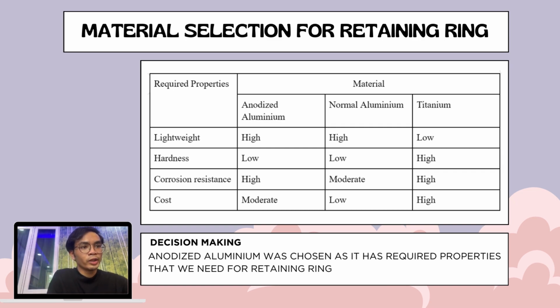So based on these three, the most logical choice is between anodized aluminium and normal aluminium. However, because for the retaining ring we are looking for corrosion resistance, our group has decided to use anodized aluminium as the material for the retaining ring because it has slightly higher corrosion resistance compared to normal aluminium.